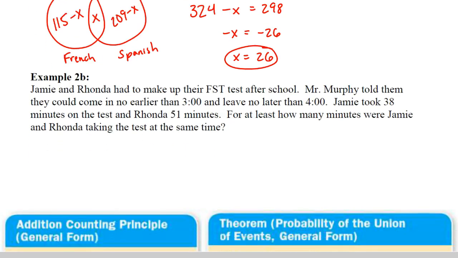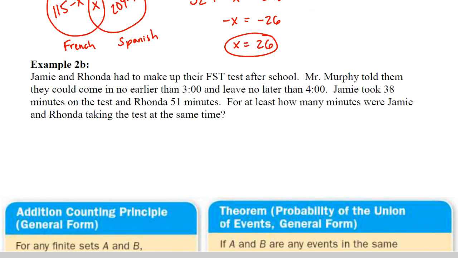I'm going to help you with the next one, at least getting this set up. This one says Jamie and Rhonda had to make up their FST test after school. Mr. Murphy told them they could come in no earlier than 3 o'clock and leave no later than 4 o'clock. So in other words, there's 60 minutes that I'm available after school to be with them while they take their test. Now Jamie took 38 minutes on the test and Rhonda took 51 minutes on the test. For at least how many minutes were Jamie and Rhonda taking the test at the same time?